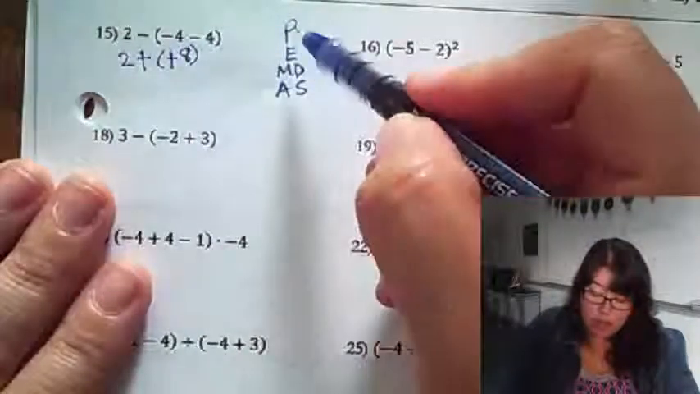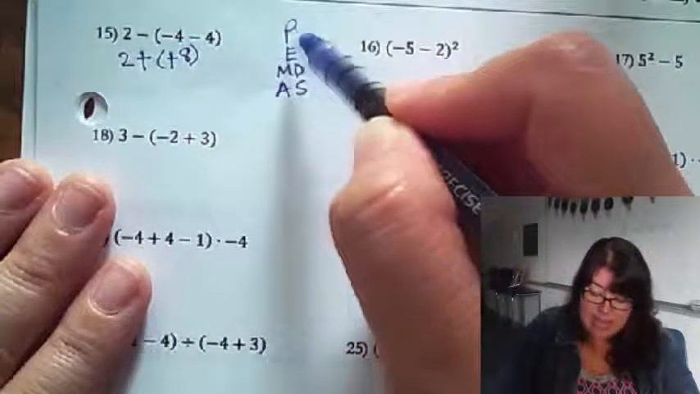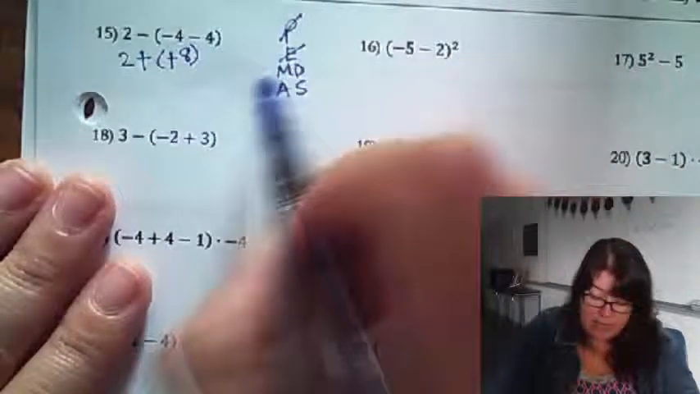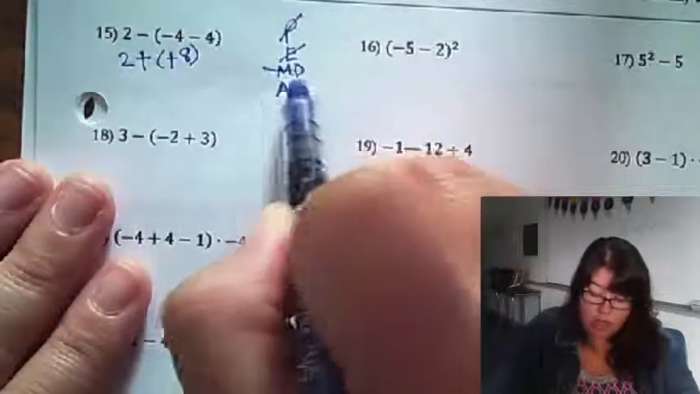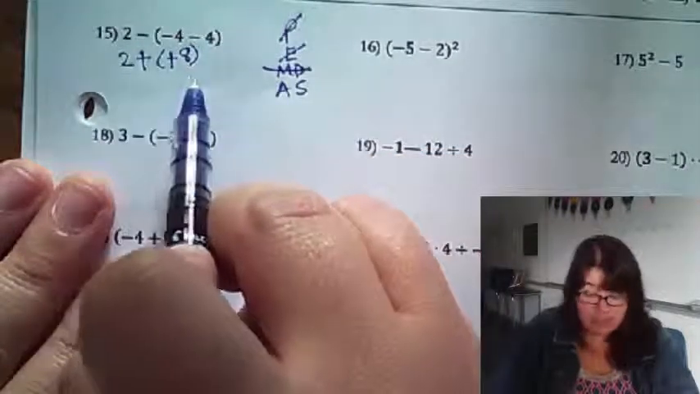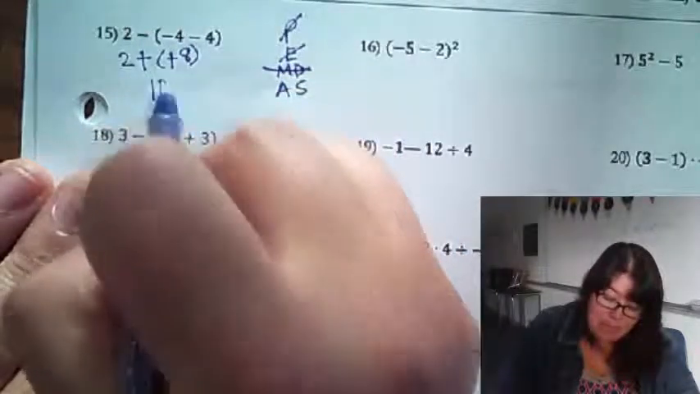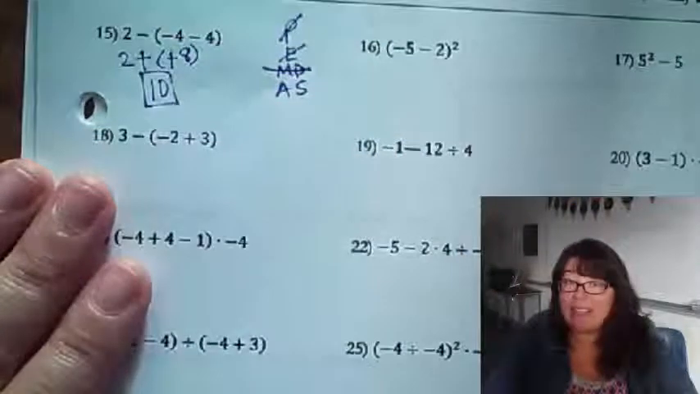But just to check on our steps here, did we do our parentheses? Yes. Do we have any exponents to do? No. Do we have any multiplying and dividing? No. Do I have any adding and subtracting? Yes. 2 and 8. Now they have the same sign, so I'm going to add them and keep that positive sign. So my final answer is 10.